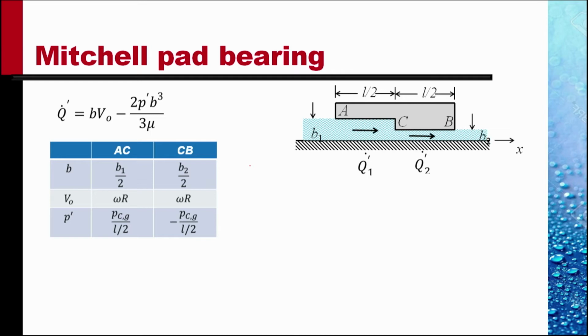For the conditions of Couette flow, this pressure gradient is independent of the x variable. So we can simply write P prime as PCG divided by L by 2. For the second part of the channel, that is part CB, the pressure gradient would be the same but with the opposite sign, minus PCG divided by L by 2.